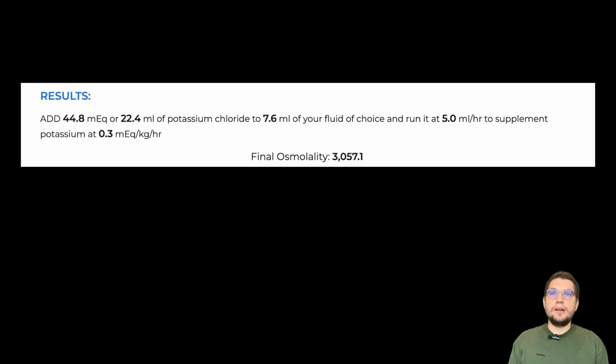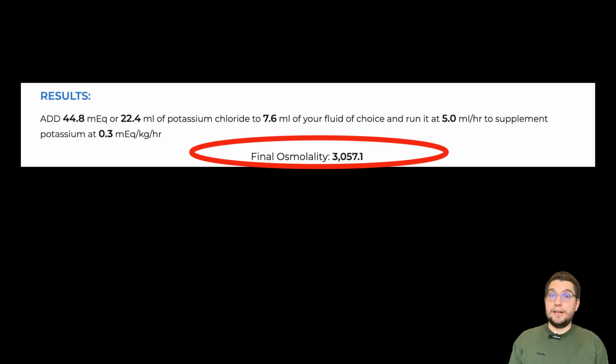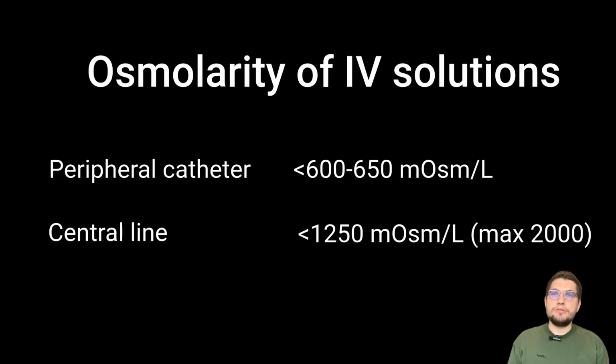The calculator confirms the math. 22.4 mL of KCl mixed with 7.6 mL of LRS provides the planned supplementation rate. However, the solution's final osmolarity is 3,057 milliosmoles per liter, which is far too high for safe peripheral administration. Most guidelines recommend less than 650 milliosmoles per liter for peripheral lines and less than 1,250 milliosmoles per liter for central line. So how can we fix this?